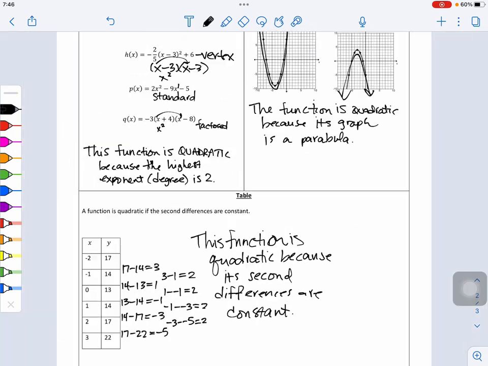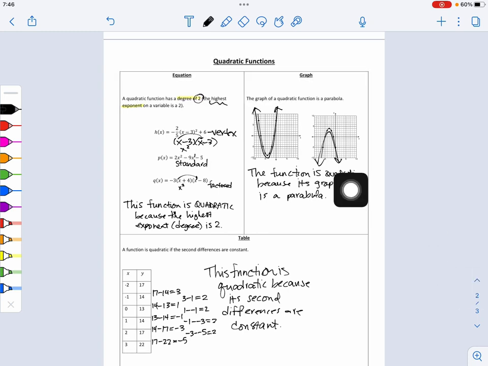So, in total, we have a quadratic function if we are degree 2, looking at the equation, if our graph is a parabola, or if from a table we can show that the second differences are the same, they are constant.